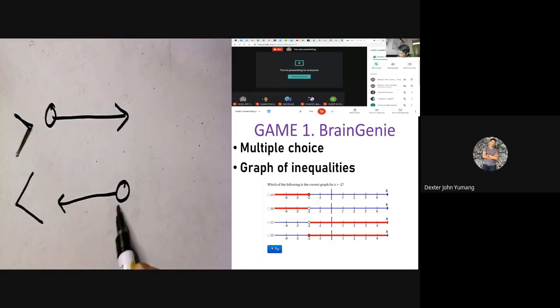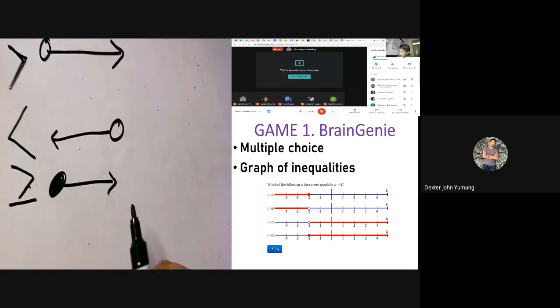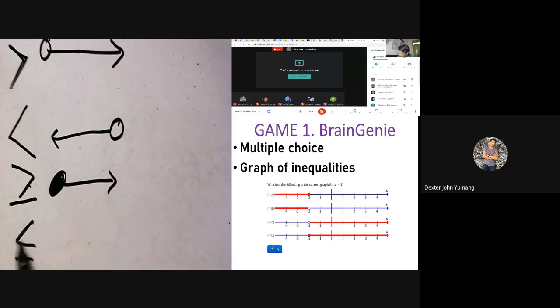Hollow din po siya. Next, kapag greater than or equal to, since may equal to siya, shaded po ang itsura ng ating graph. And kapag less than or equal to naman, syempre ang opening, paganyan po. So ang arrow natin dito, paganyan din. Tapos, lagyan ng shaded region. Okay, I hope you could still remember the lesson that we have last Tuesday.